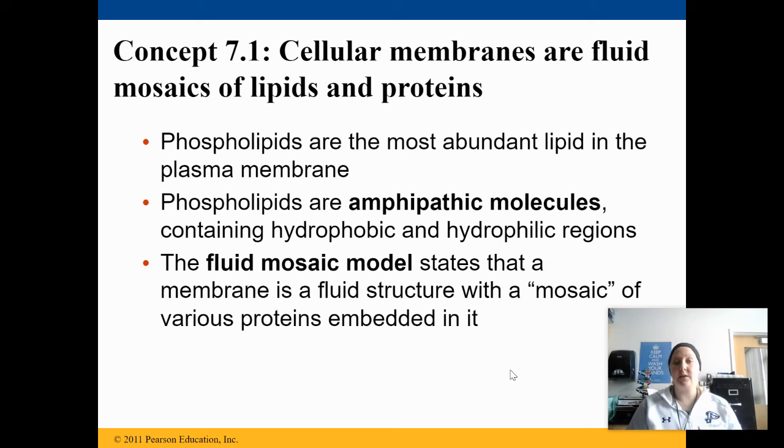The plasma membrane is also said to be a fluid mosaic model. And this model states that a membrane is a fluid structure with a mosaic of various different proteins that are embedded in it.